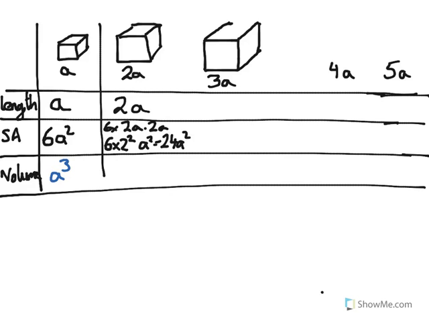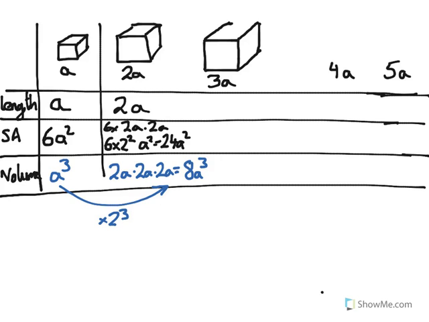When it comes to the volume, we're going to get length times breadth times height. We're going to get 2A multiplied by 2A multiplied by 2A. 2 times 2 is 4. 4 times 2 is 8. So what's going to happen with our volume? It's going to now be 8A cubed. So the volume has increased by a factor of 2 cubed when we doubled the length.